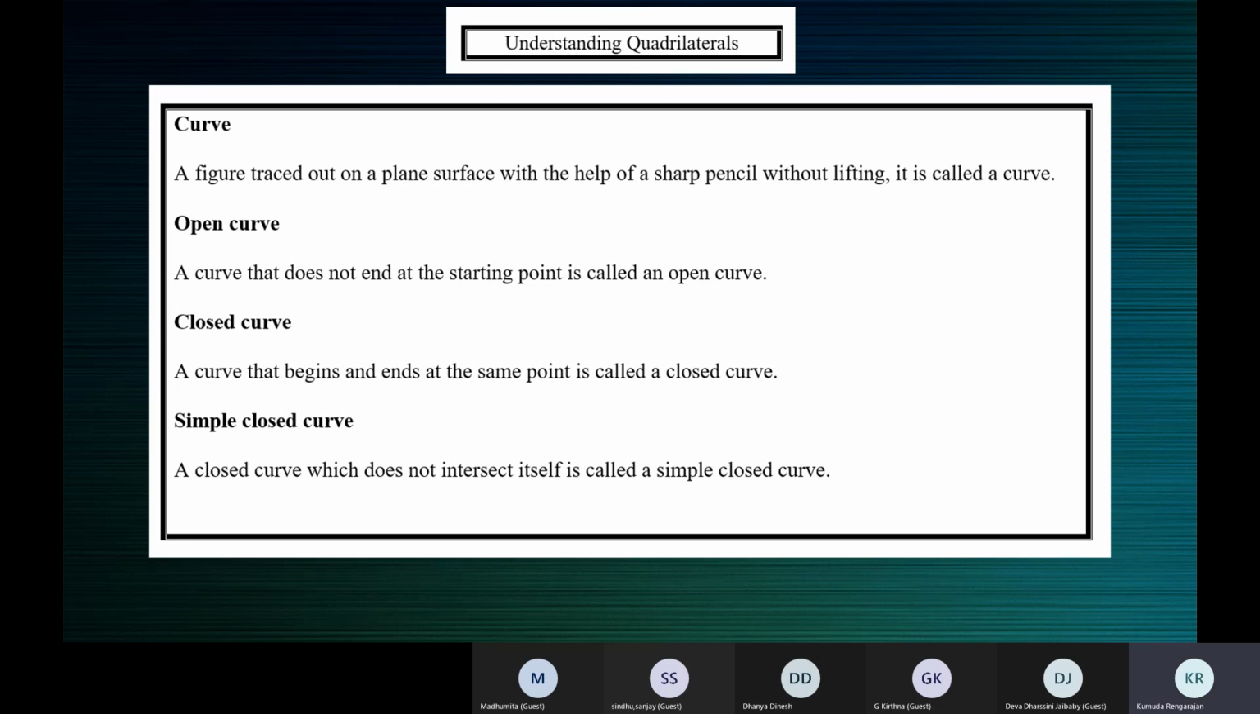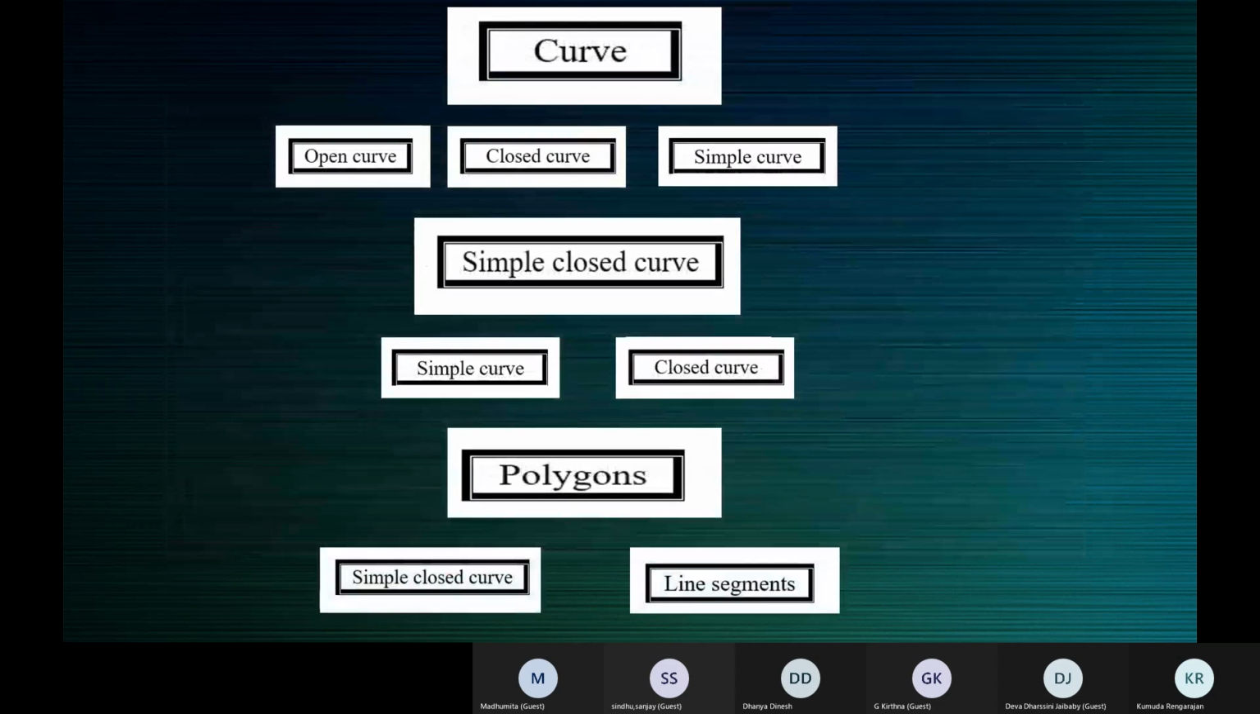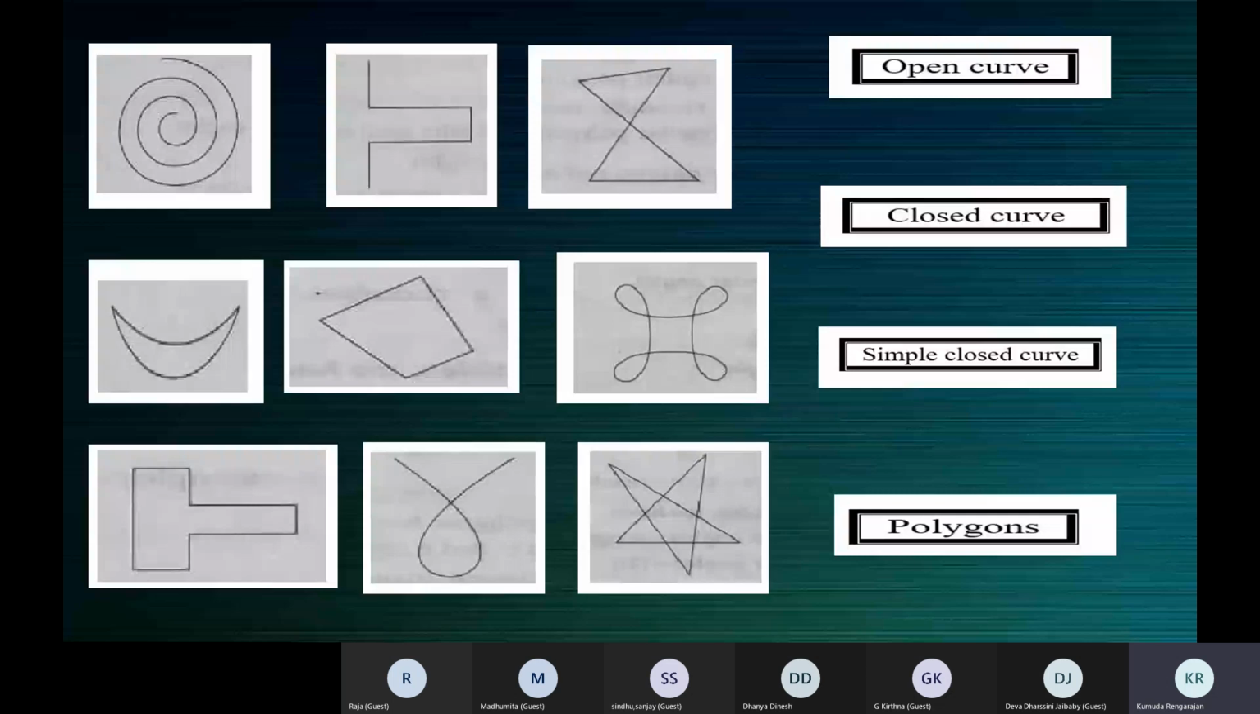Got the terms, children? Yes, ma'am. All right. We'll come to this slide later. We'll just understand with the help of figures. Now tell me, children. Each one of us should understand.